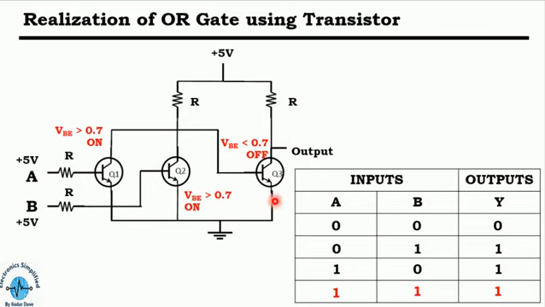Here the third transistor will be in the off condition, with less than 0.7 volts, because the current flows completely in this way, and hence the output will be available at the output terminal. So that's all for the realization of the basic logic gates using transistors.